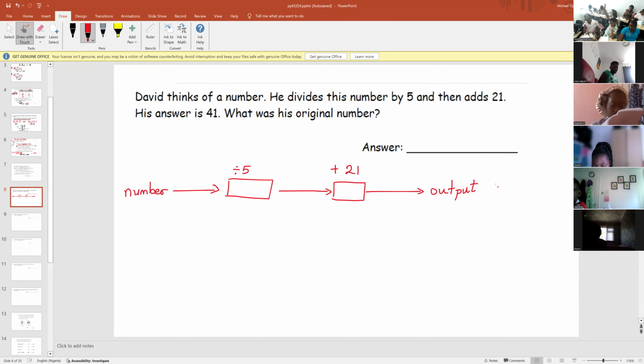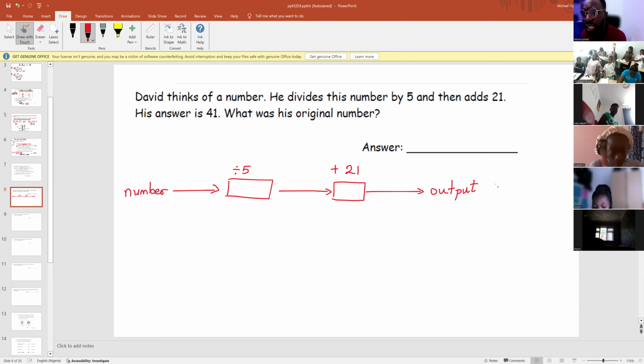Guys, I want everyone to put down this function machine this way. This will be the pattern we'll be using to solve questions like this.